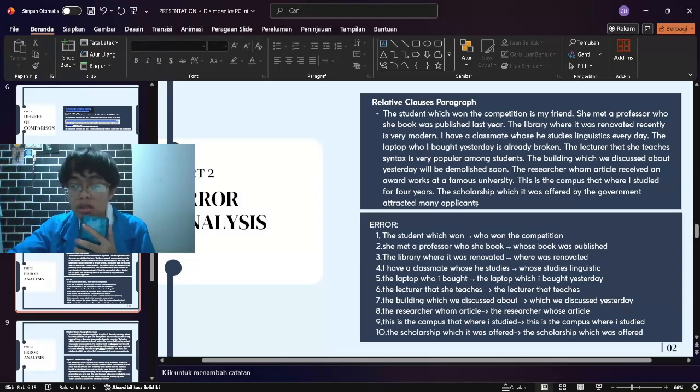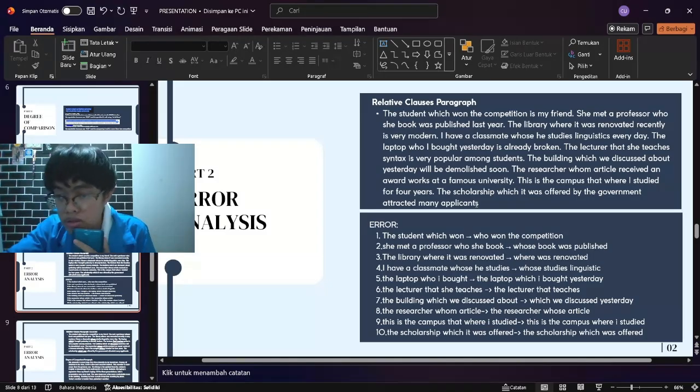The eighth one: "the researcher whom article", change it to "whose" because it mentions someone with an object. I think yes, it's "whose article". The ninth, "this is the campus that where I studied", change it to "this is the campus where I studied".